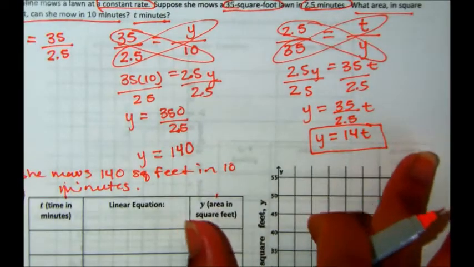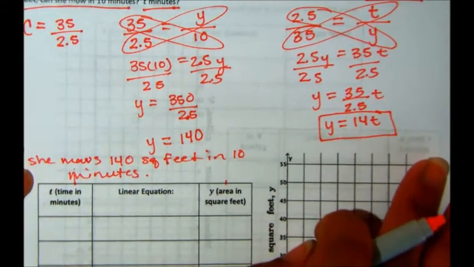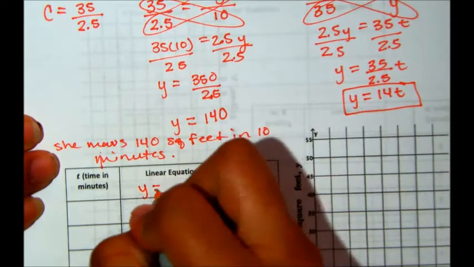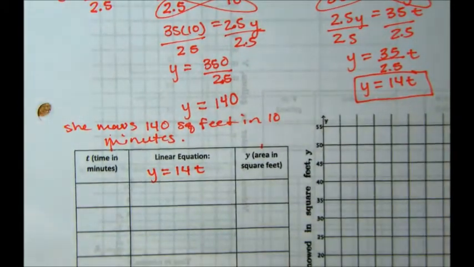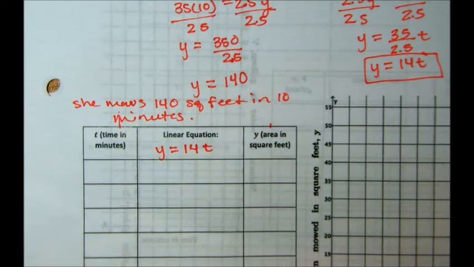This is my linear equation in two variables. Let's use this equation to help us solve for some given time intervals. Make sure you've written your equation in the table just like me.